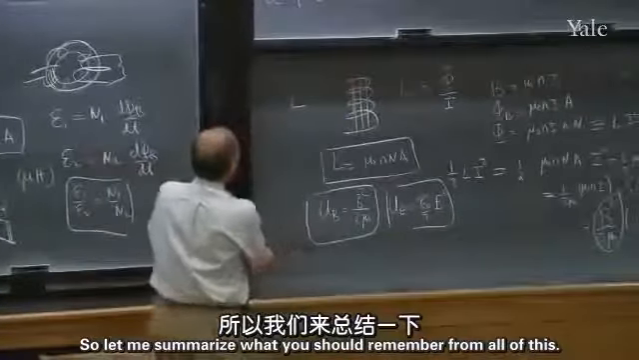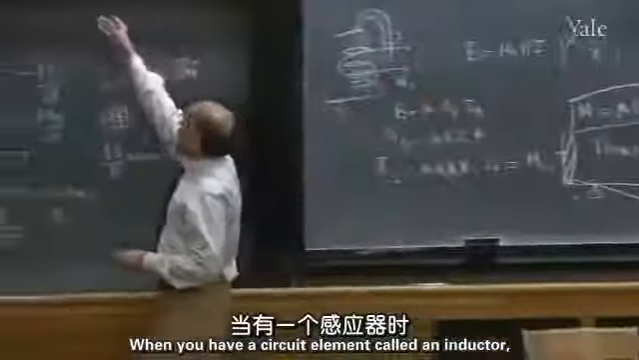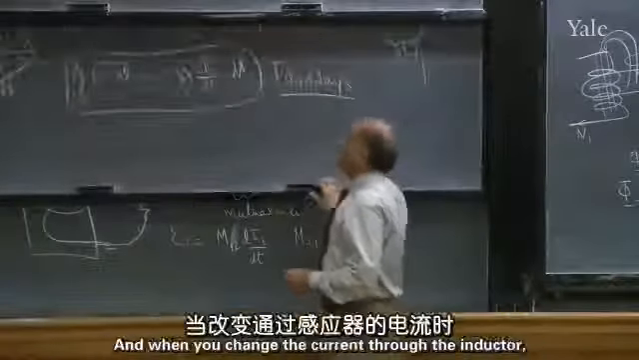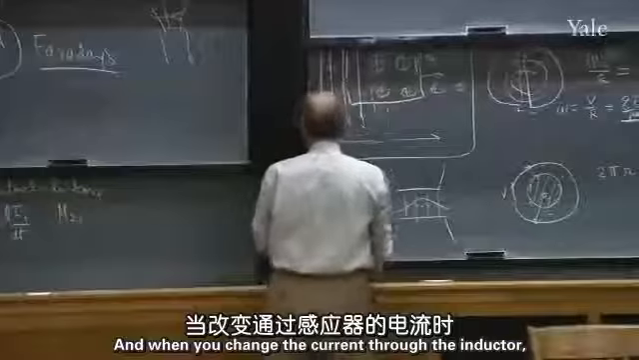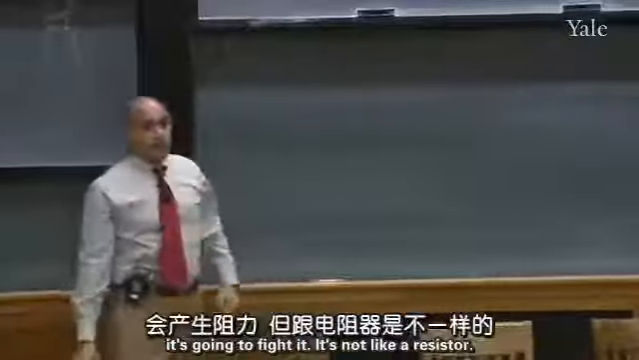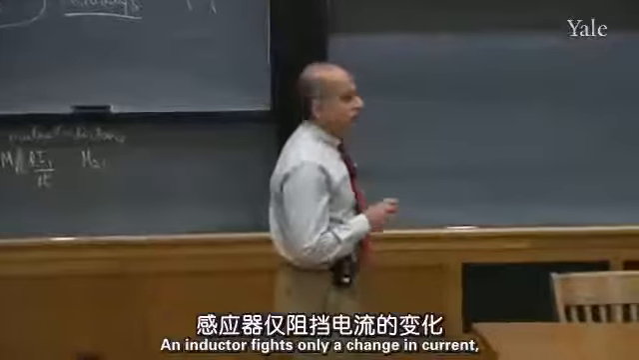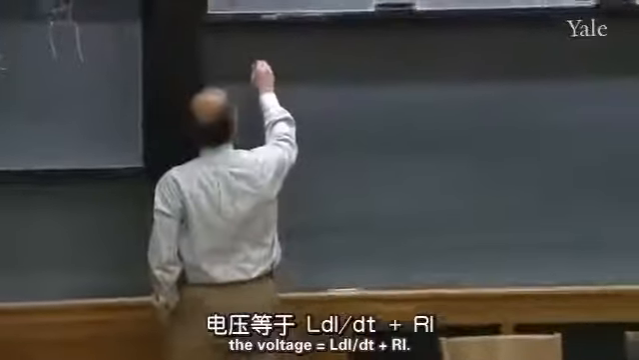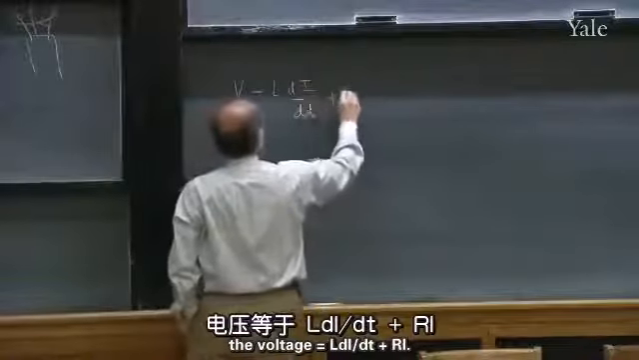So let me summarize what you should remember from all of this. A circuit element called an inductor is just a coil of wire wrapped around some solenoid. When you change the current through the inductor, it's going to fight it. It's not like a resistor. A resistor fights any current. An inductor fights only a change in current. So that's all summarized in this equation: the voltage is equal to L di/dt plus R i.